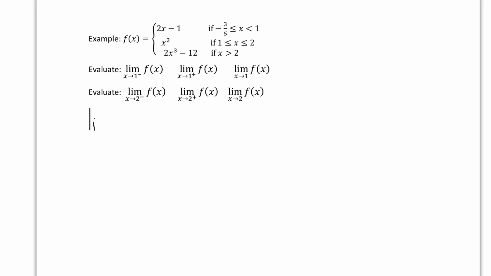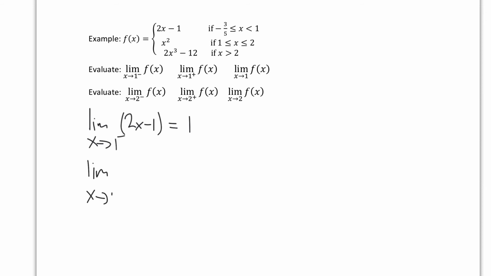So we have the limit, x approaches 1 from the left, which means we're taking values less than 1. So for less than 1, we're going to be in this portion here, 2x minus 1, which will equal 2 minus 1, which is 1.